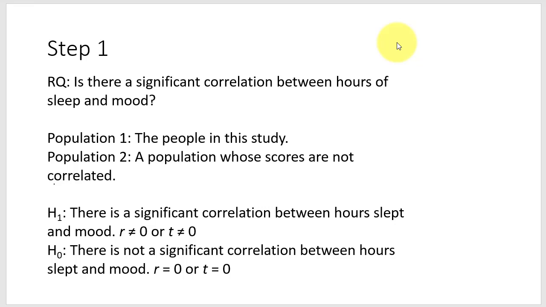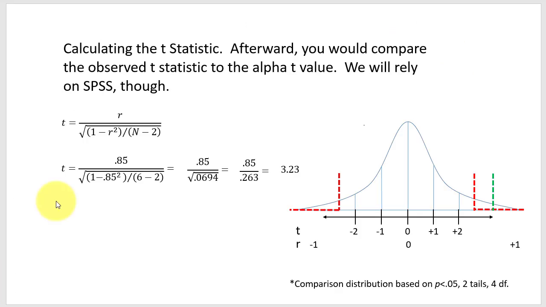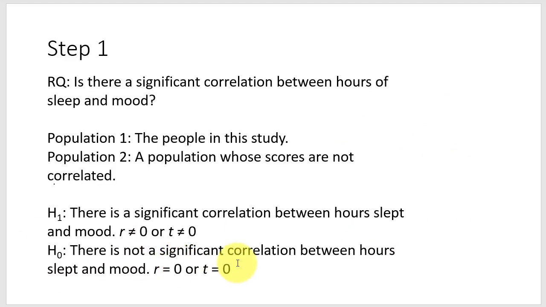So when we looked at this, we kind of hinted that this is a distribution of people whose mean correlation is 0, that had an R of 0 or a t-score of 0. We're comparing our sample to a population whose scores are not correlated to see if it is significantly different than that. So that gives a little bit of graphical representation to that statement.